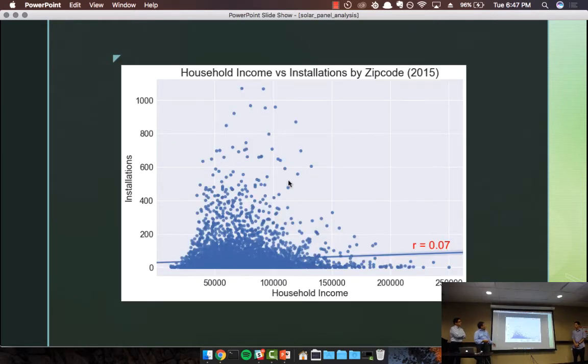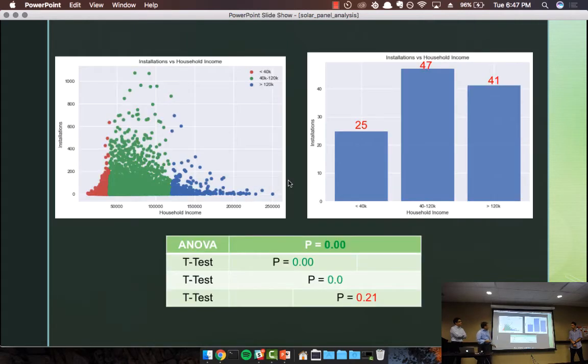And the last factor is the household income versus installations. So again, you can see the linear regression, the R value is close to 0, so almost no linear correlation. So we split the household income into 3 groups. The lower income group is below $40,000. The middle income group is between 40,000 and 120,000. The third group is above 120,000.